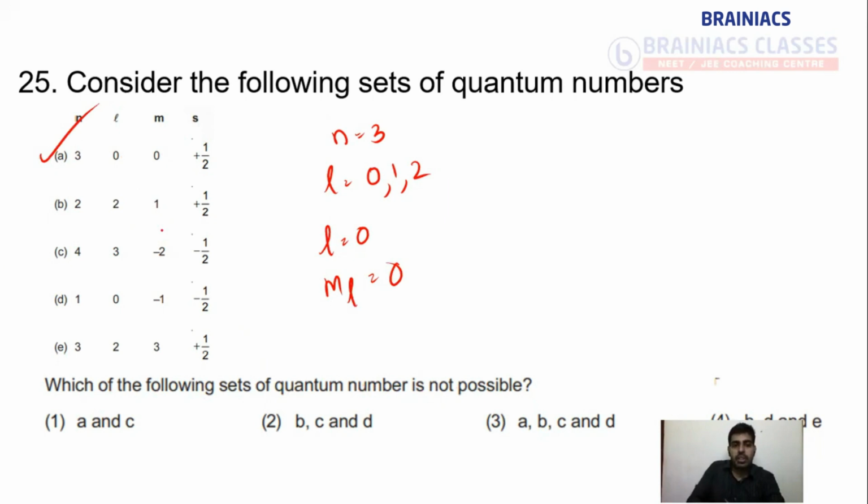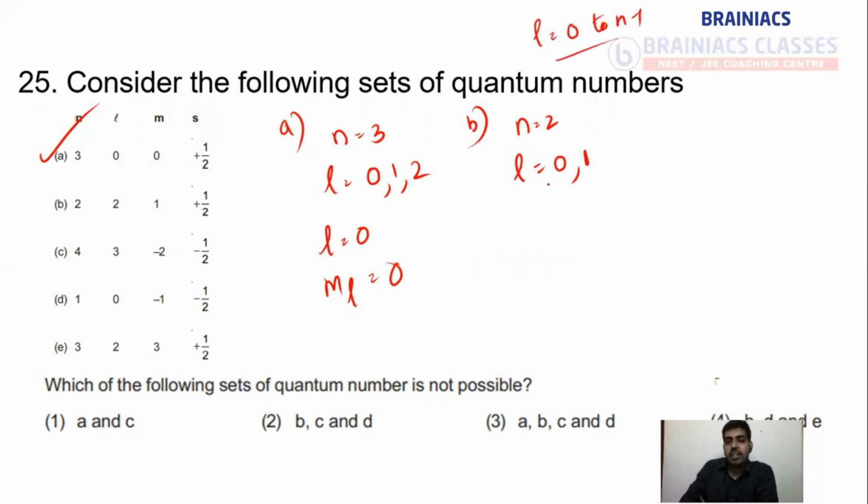This one is possible, so option A is right. Now B: n is equal to 2 and l is equal to 2. That is not possible. If n is equal to 2, l can have value 0 and 1, because l ranges from 0 to n minus 1. So l is equal to 2 is not possible. So B is wrong.